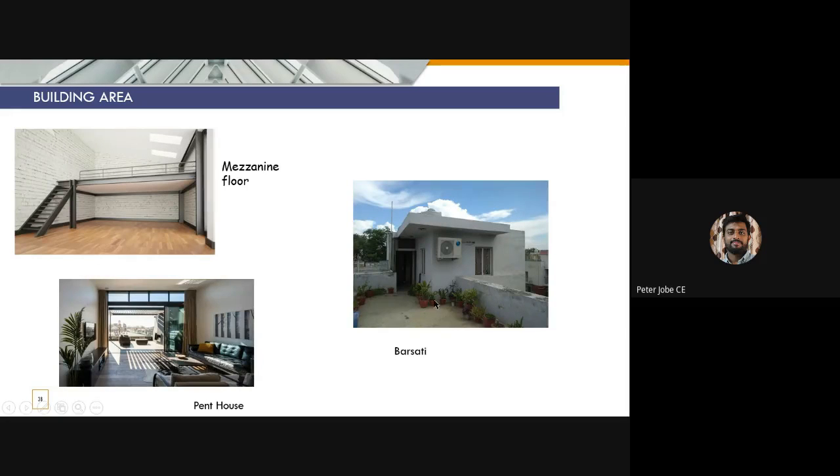You can see here, we are constructing a small construction on the terrace. This area will also come under built-up area. And this penthouse, we have an extra balcony. So all these things will also come under built-up area.